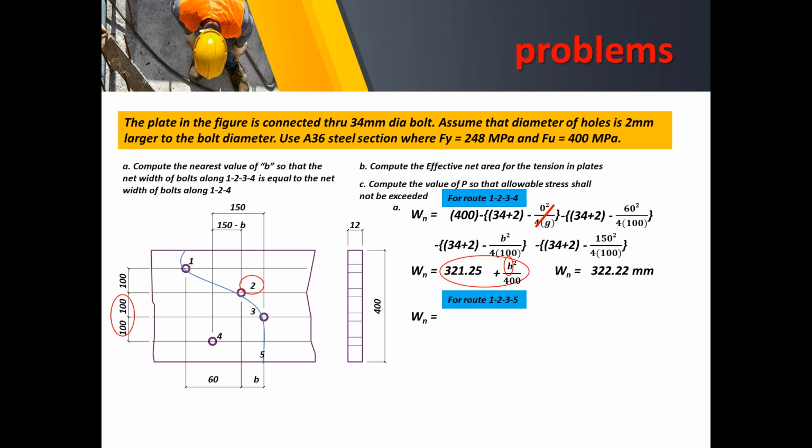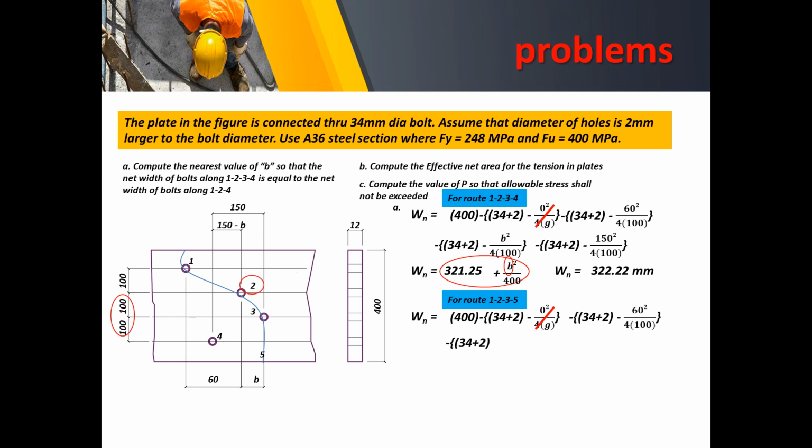Now, we haven't yet explored this route. Who knows, route 1, 2, 3, 5 may be smaller than what we have derived, 322.22 millimeters. So using that route, of course, we again write the equation. First the gross width of 400, and then less the first bolt of 1. So bolt 1 has no pitch yet. And moving on to bolt 2, of course, we have a pitch distance of 60 and a gauge distance of 100 coming from your first bolt.